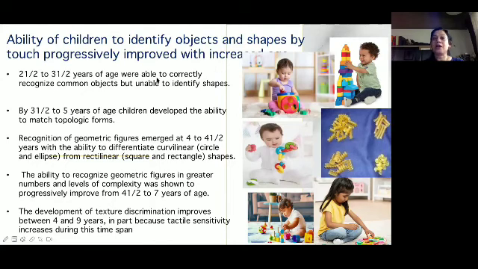At 2.5 to 3.5 years of age, they are able to correctly recognize common objects. They are able to identify shapes. Some of the kids are, if you see one of our therapist's kids, she's able to do and develop the ability to match topologic forms.